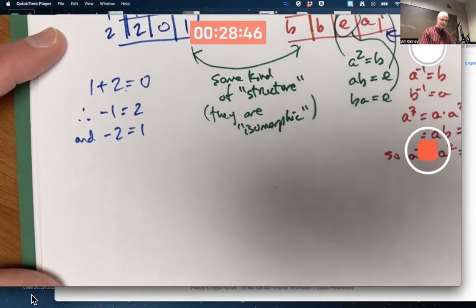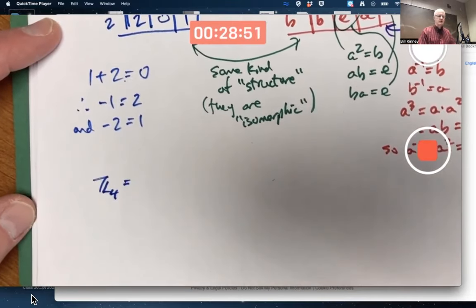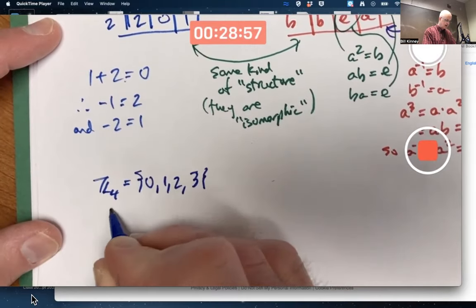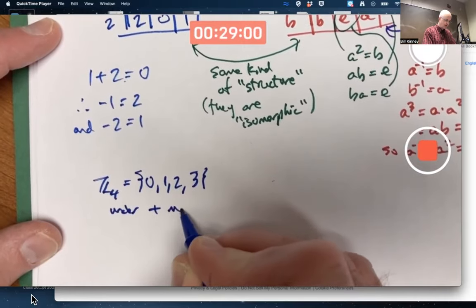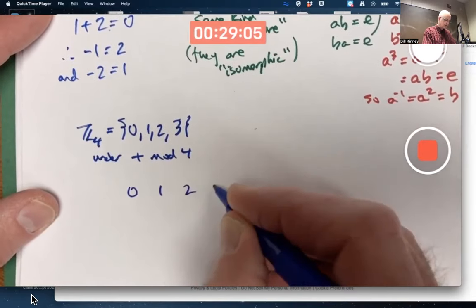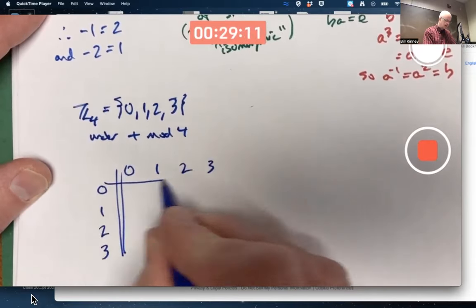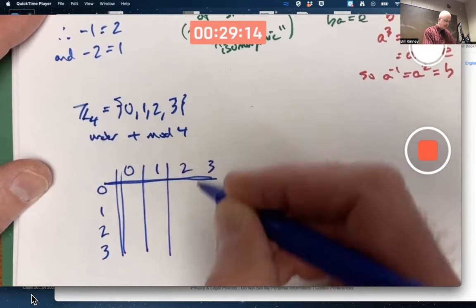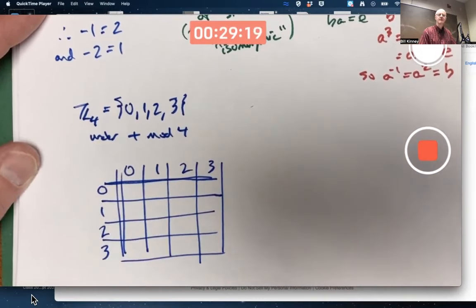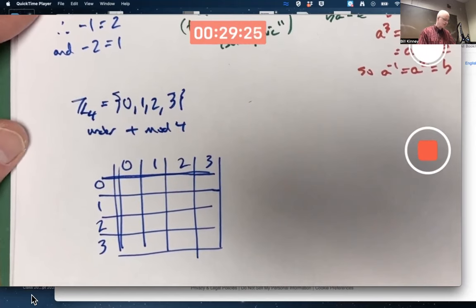Up at one more time, Z4. First 4 integers starting with 0. So that'll be 0, 1, 2, and 3, under addition mod 4 as the group operation. 0, 1, 2, and 3 across the top and the side. This is a concrete group, meaning specific symbols with a specific kind of addition mod 4, not as abstract as it could be.